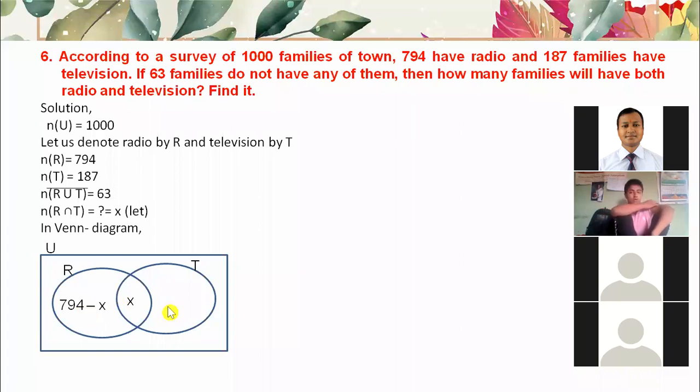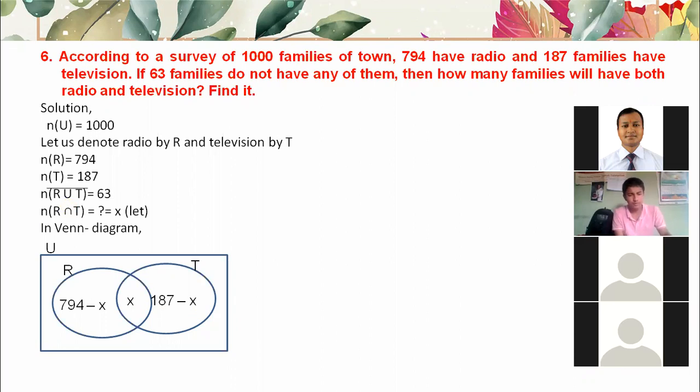And we have to do a similar thing towards the right side also, in the oval of television. How many families have television in total? 187. And out of this 187, x families have both. So we subtract this one also.